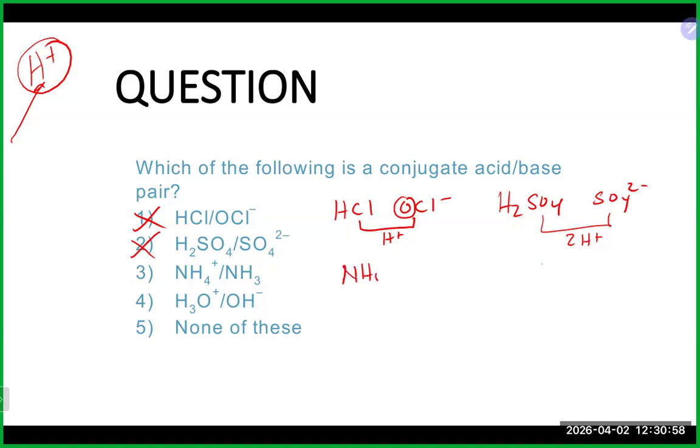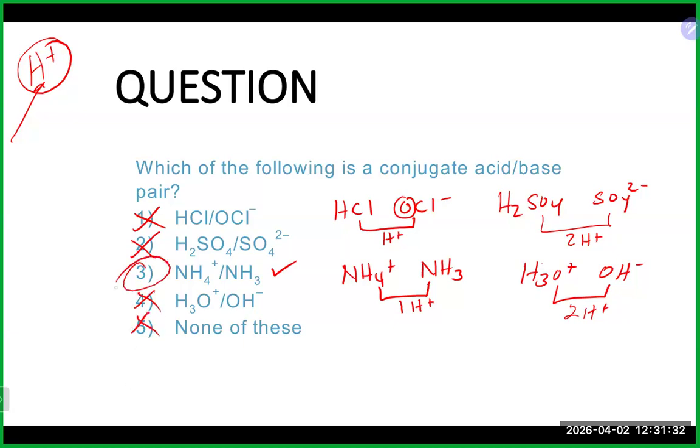Here we take a look at NH4 plus and NH3, and the difference here is one H plus only, right? So that looks like a winner at least. Lastly, we got H3O plus and OH minus. The difference here is two H pluses. That was a lot of math there. So are they pairs? They are not pairs either. Obviously, we had one pair there, number three, the only pair that there is.